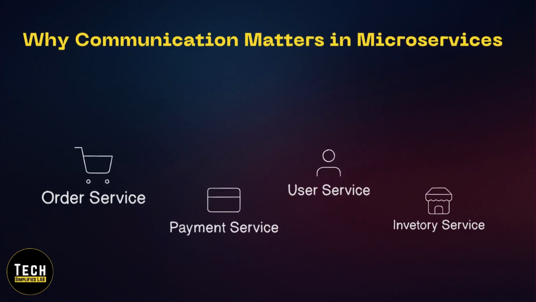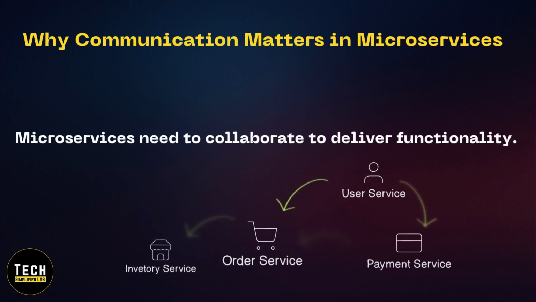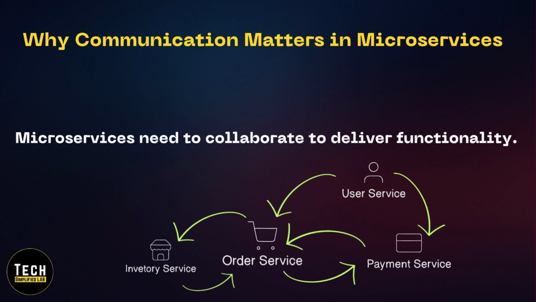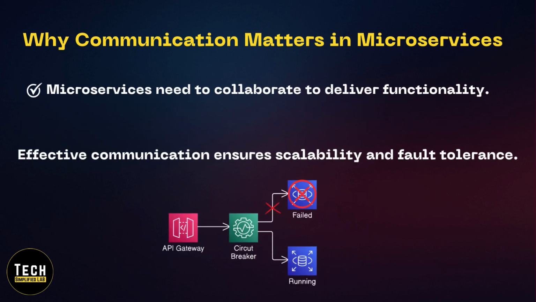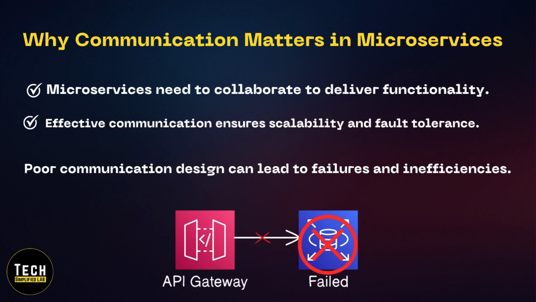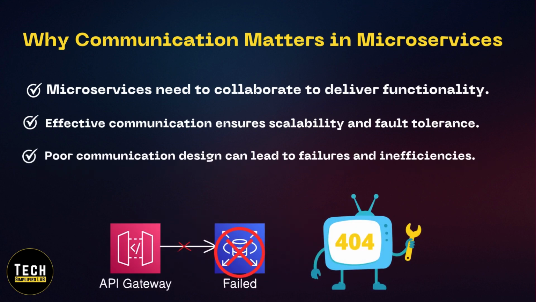In a microservice architecture, no single service works in isolation. Each service plays a specific role and they must collaborate to deliver complete functionality to the user. Designing a good architecture for communication is critical to ensure scalability and fault tolerance. Poor communication design, on the other hand, can lead to cascading failures and inefficiencies.